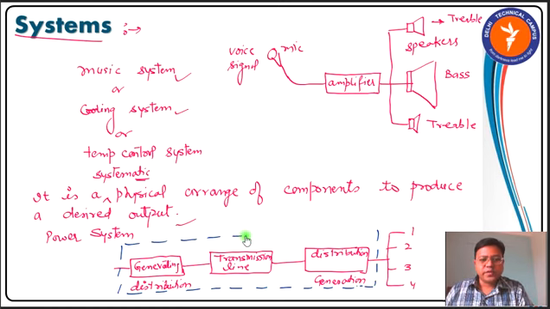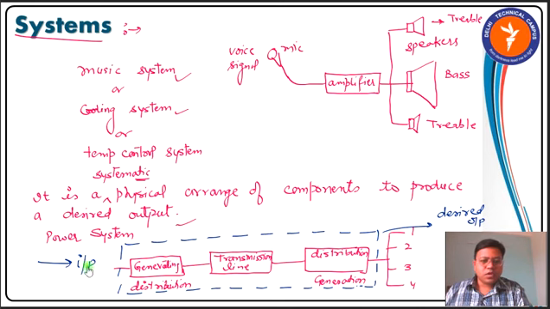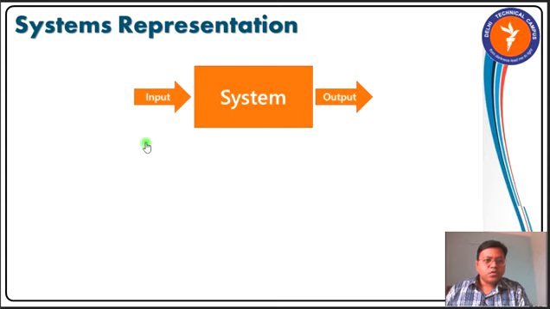I can represent the whole system with a single block. Now this block is a system. It is getting certain input or excitation, and on the basis of this excitation it is producing certain desired output. So this is the representation of a system. We represent a system with a block which is getting certain input, and on the basis of this input it processes the input and produces certain output.